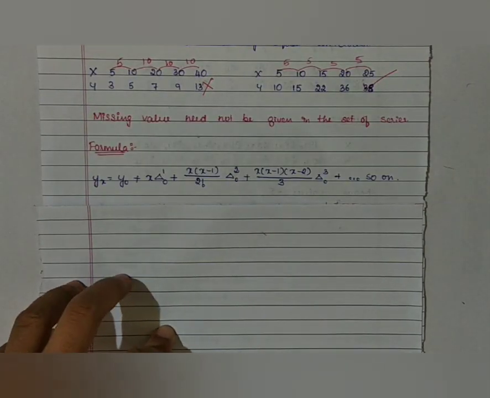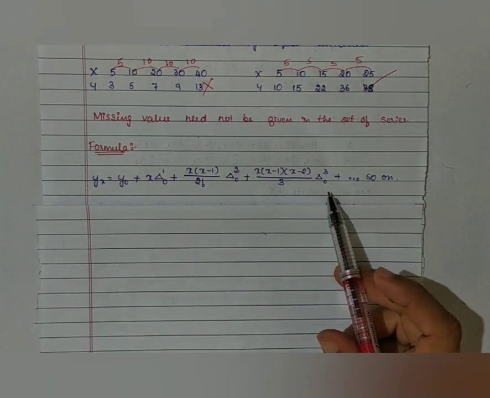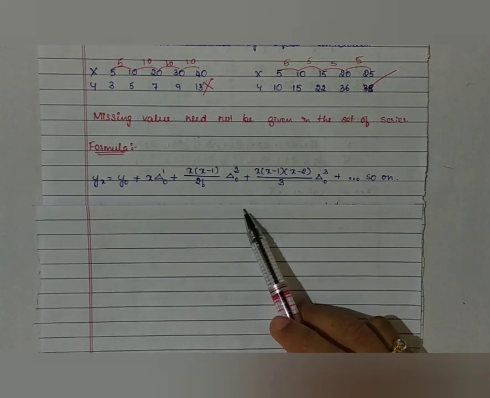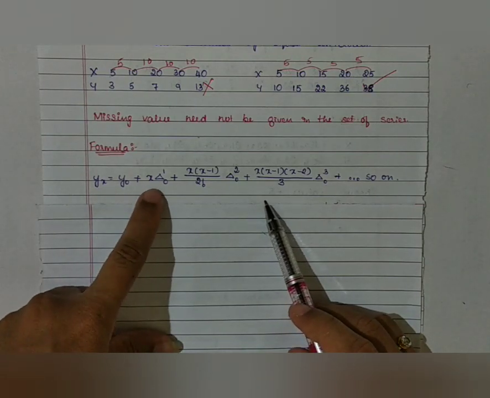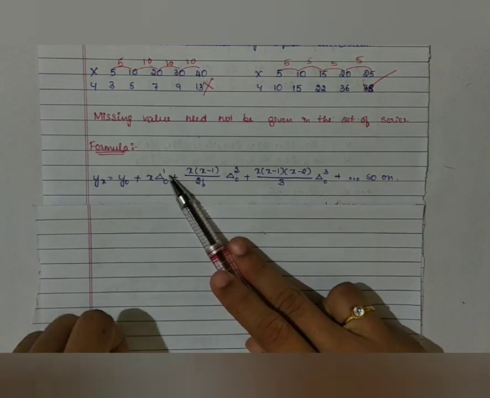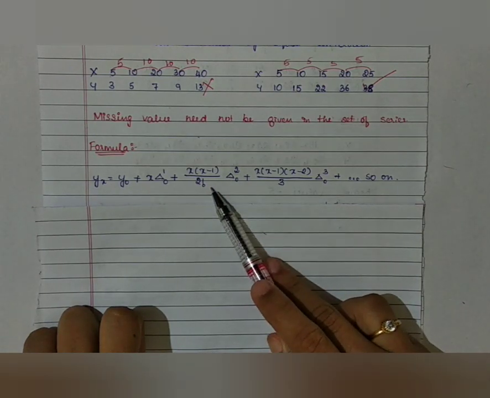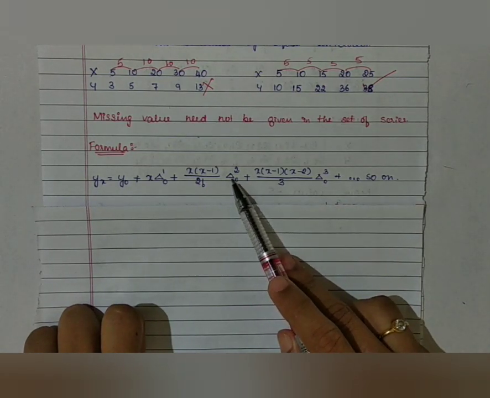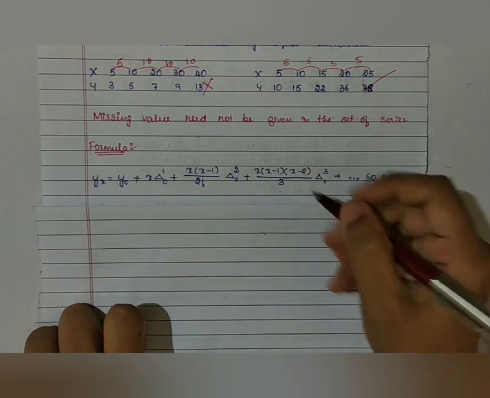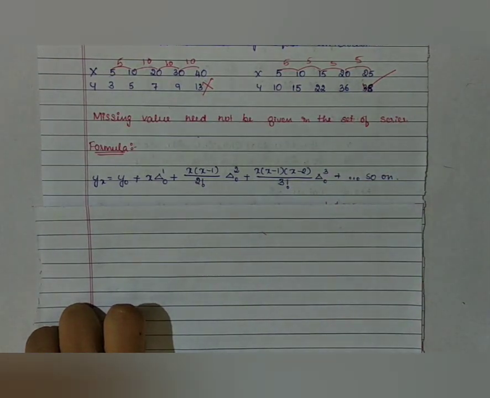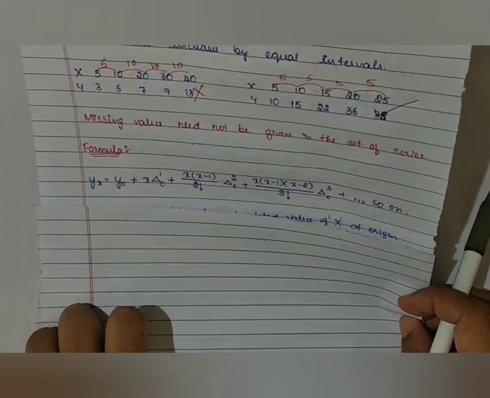So here is the formula for finding the missing values under Newton's advancing differences method. The formula is yx is equal to y0 plus x into delta to the power 1, plus x into x minus 1 divided by 2 factorial into delta 2, plus x into x minus 1 into x minus 2 divided by 3 factorial into delta to the power 3, and so on. It goes up to n, isn't it?